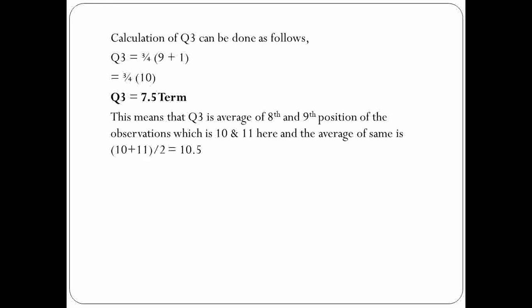Then the calculation of Q3, the upper quartile, can be done as follows: 3 quarters times n plus 1, which is 3 quarters of 10, which is going to be 7.5. This means that Q3, or the upper quartile, is the average of the 8th and 9th positions of the observations, which are 10 and 11. The average is 10.5.